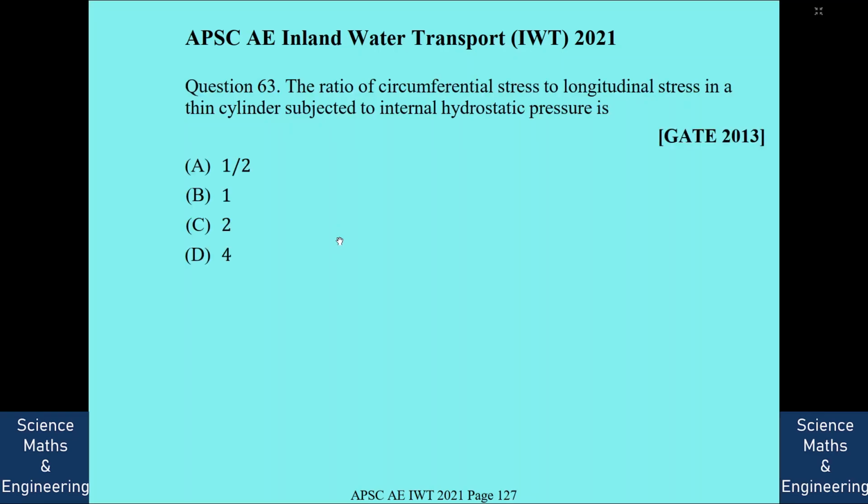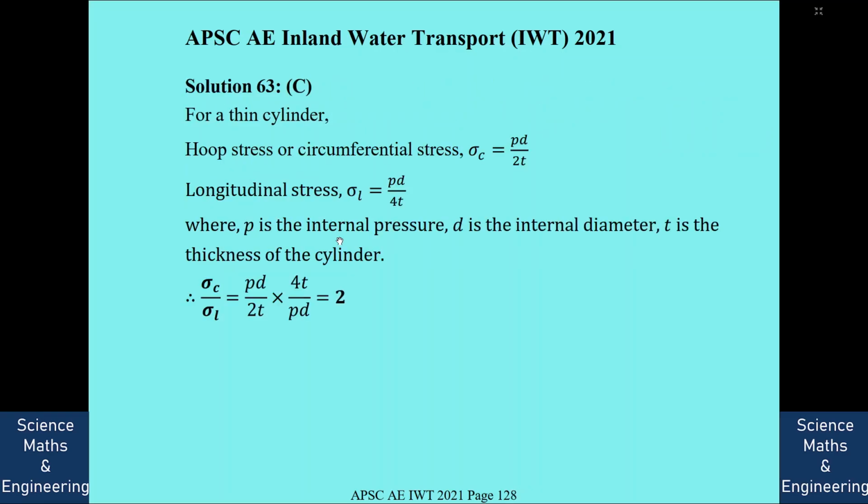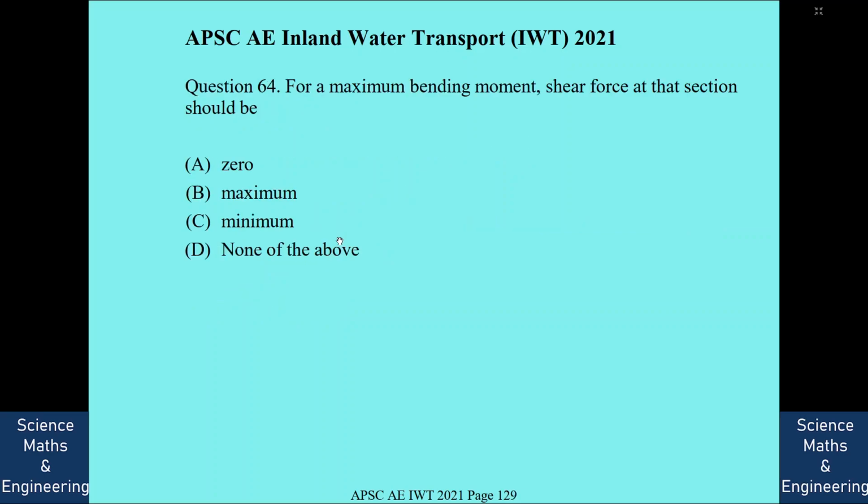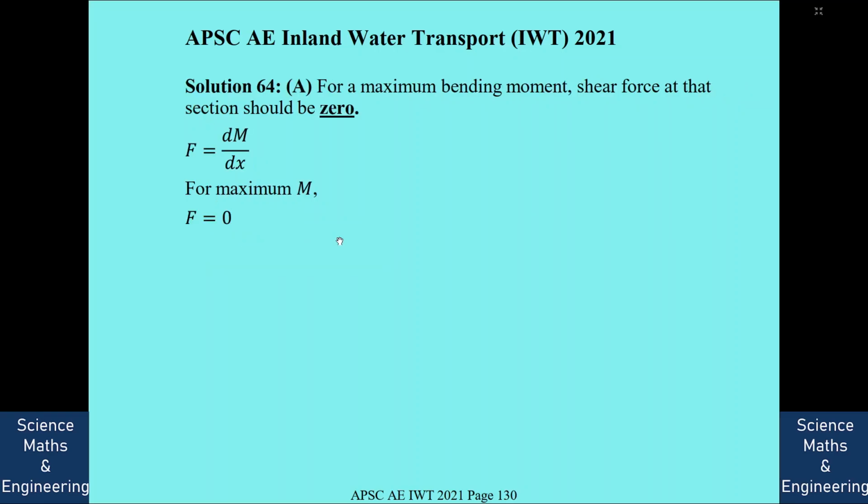Next. The ratio of circumferential stress to longitudinal stress in a thin cylinder subjected to internal hydrostatic pressure is A, 1 by 2, B, 1, C, 2 and D, 4. So the answer is, for a thin cylinder you see, circumferential stress is Pd by 2t and longitudinal stress is Pd by 4t. So our ratio of circumferential stress to longitudinal stress would be equal to 2. Okay, so next. For a maximum bending moment, shear force at the section should be A, 0, B, maximum, C, minimum or D, none of the above. So the answer is, it would be 0.